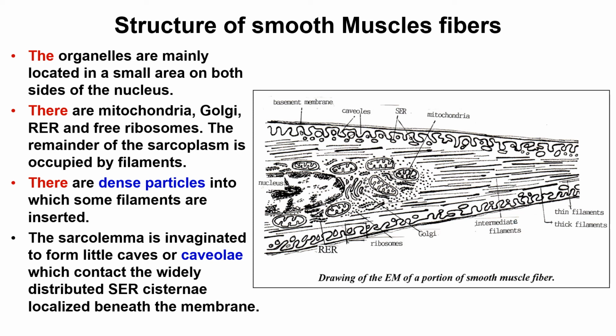The rest of the sarcoplasm is filled with myofilaments. There are dense particles into which some subfilaments are inserted. The sarcolemma is invaginated to form little caves or caveolae. These caveolae make contact with the widely distributed smooth endoplasmic cisternae localized beneath the membrane.